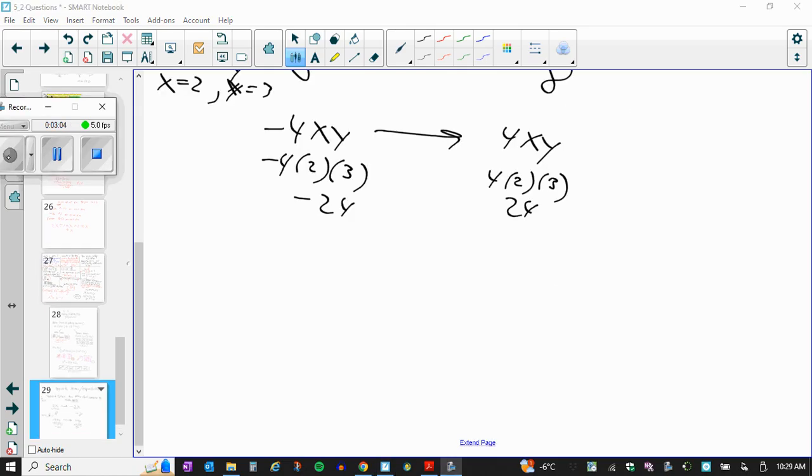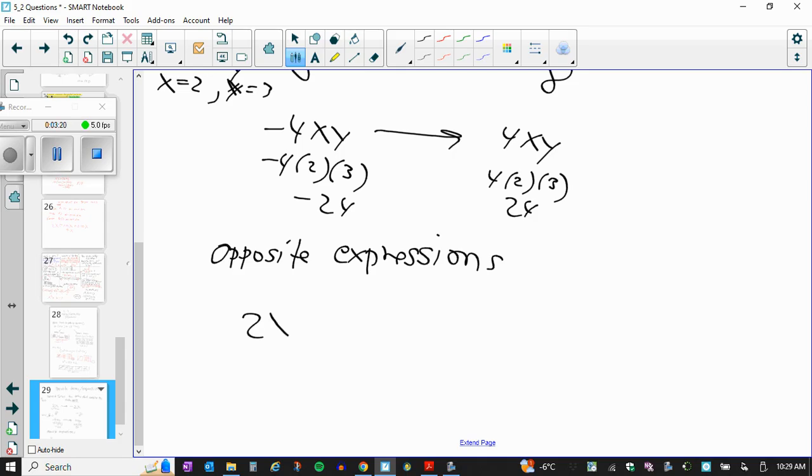In addition to it, opposite expressions. Opposite expressions are monomials, binomials, trinomials that have the opposite value. So for example, if I said to you the binomial 2x plus 1, and I said to you, what is its opposite? Mike, what do you think the opposite of the binomial 2x plus 1 is?